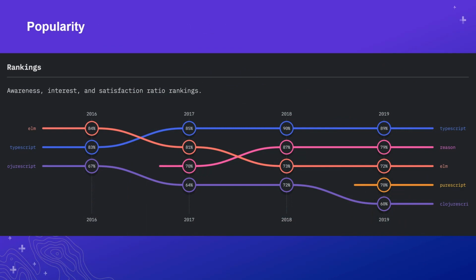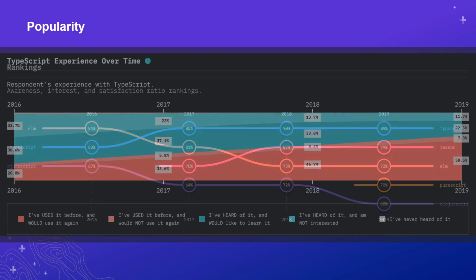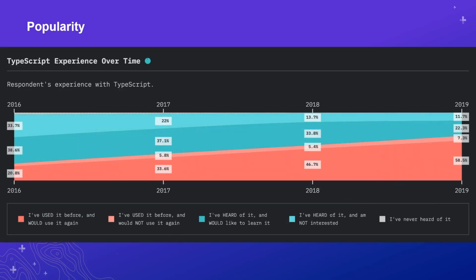In the recent 2019 State of JavaScript survey, TypeScript was ranked top among its peers of JavaScript flavors like Elm and ReasonML. It seems like people who use TypeScript generally like it and want to use it again, as this graph, also from the State of JavaScript survey, shows. The salmon color here is meaning I've used it before and would use it again.